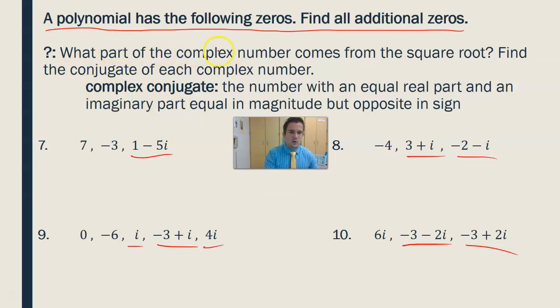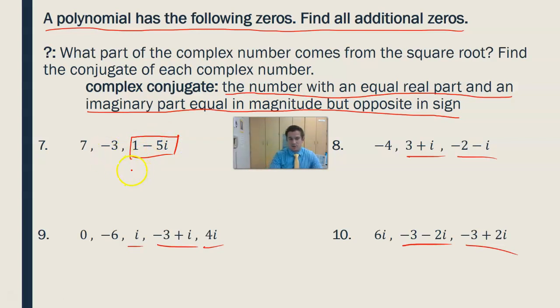So here it says, find the conjugate of each complex number. So remember that a complex conjugate is the number with an equal real part and an imaginary part equal in magnitude but opposite in sign. Let me explain what that means. So if I have this complex solution, 1 minus 5i, the conjugate, or the other complex solution, is going to be 1 plus 5i. The real number stays the same. The imaginary number switches signs.